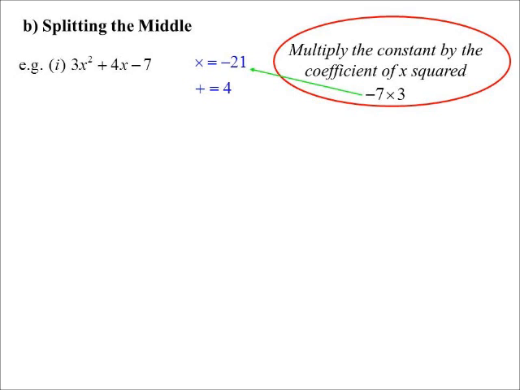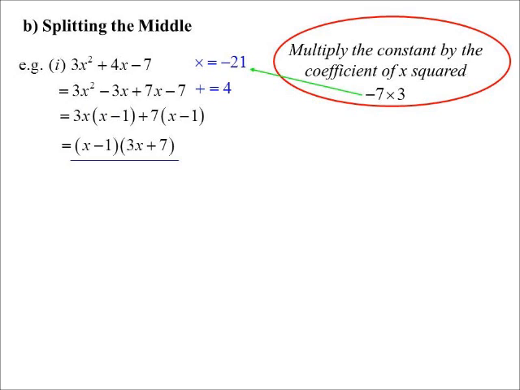And what we do is we split the middle term into those two numbers. So instead of writing it as 4x, I've now got minus 3x and 7x, and it becomes a grouping in pairs question. And so the first two have a common factor of 3x, second two have a common factor of 7, there's a common factor of x minus 1, so there's our factorisation, x minus 1, 3x plus 7. So that's what we call splitting the middle.